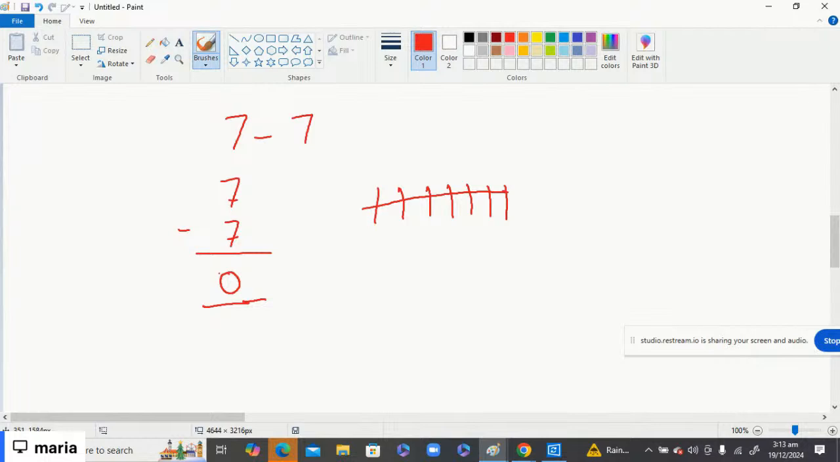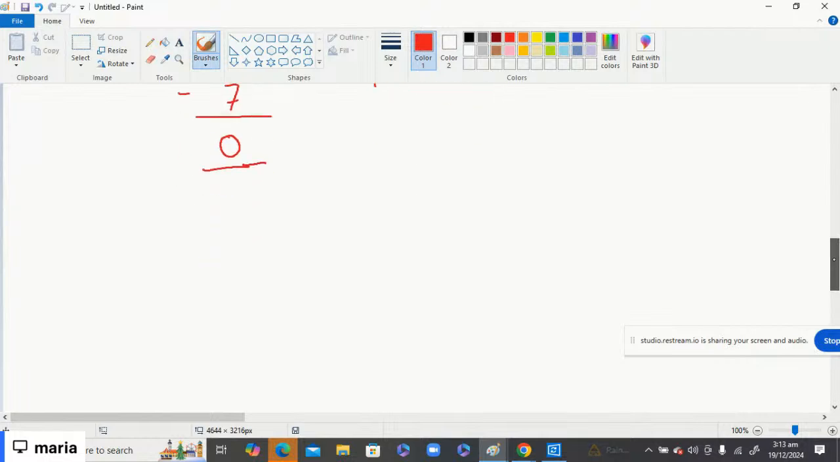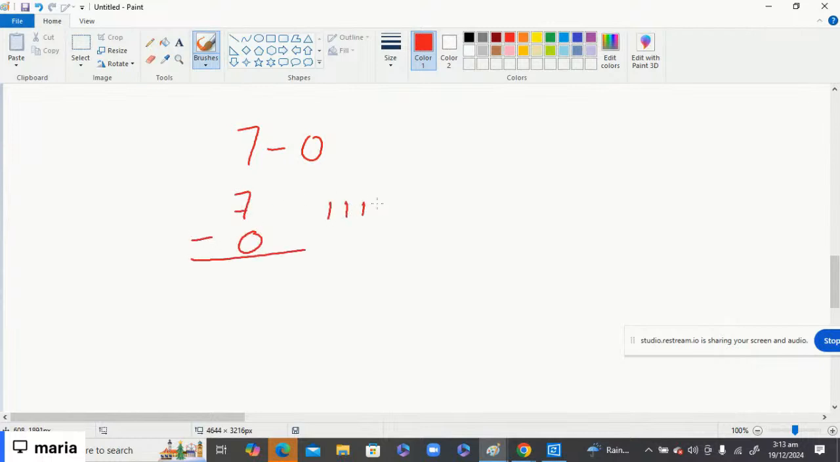Okay, so now if there is, for example, 7 minus 0, then what is the answer? This is 7 minus 0. 1, 2, 3, 4, 5, 6, 7. And there is nothing to subtract. So how much is left? All these 7 are left. So you can say that this is 7. Okay. Sometimes you are going to remove by using this.